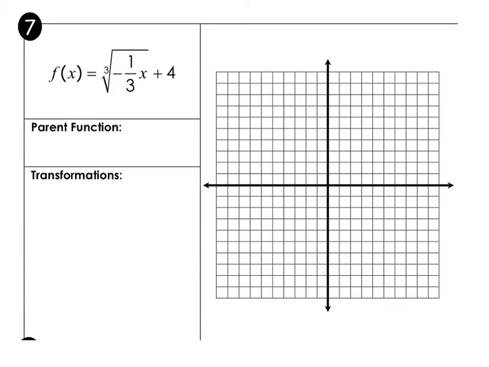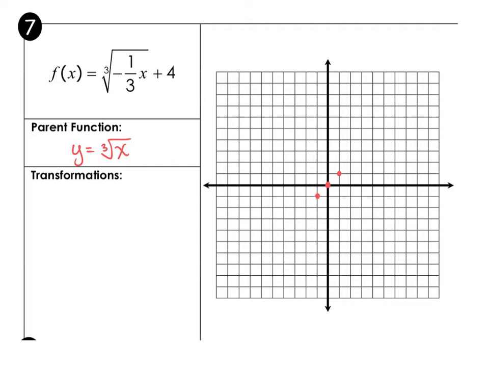All right, so in our first function here, we have f of x equals the cube root of negative 1/3 x plus 4. So our first job is going to be to identify the parent function, which is going to be just y equals the cube root of x. That's that basic function when we take away all of the addition and subtraction and multiplication, etc. Now, if you remember, cube root of x starts at the origin. If we put in 1 for x, the cube root of 1 is just 1. If we put in negative 1 for x, again, the cube root of negative 1 is also negative 1.